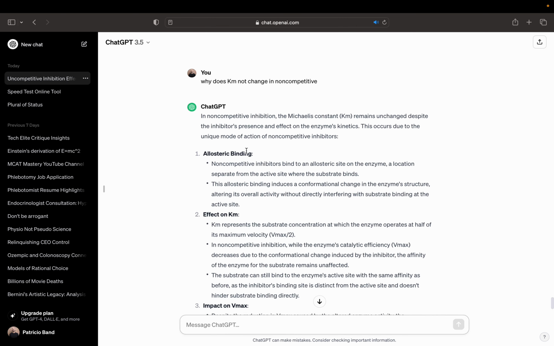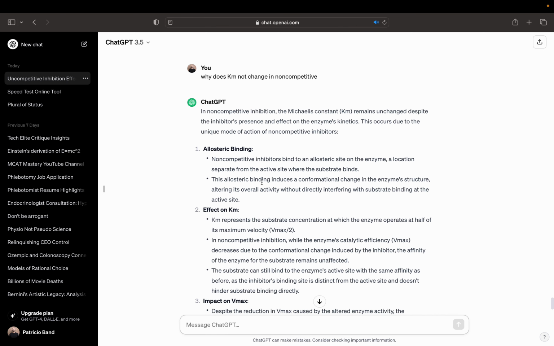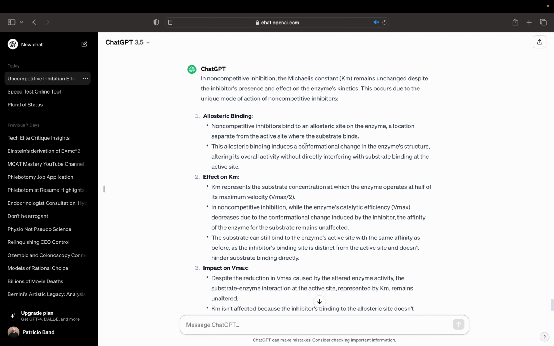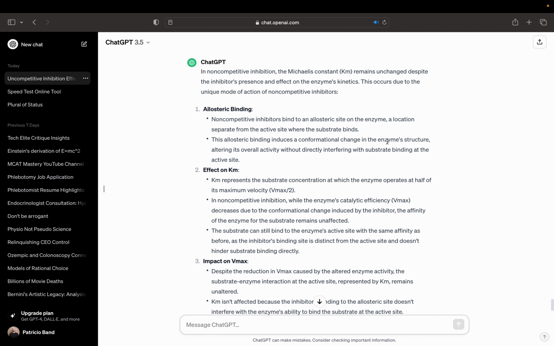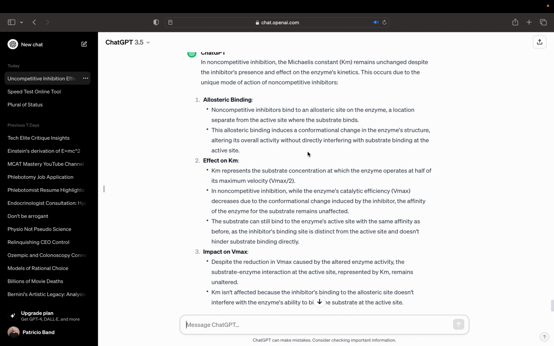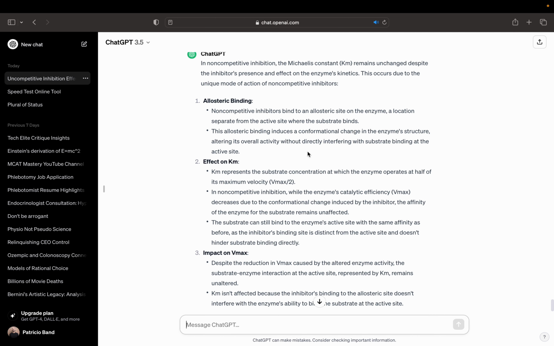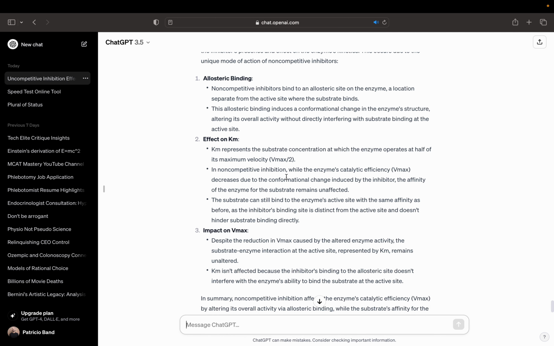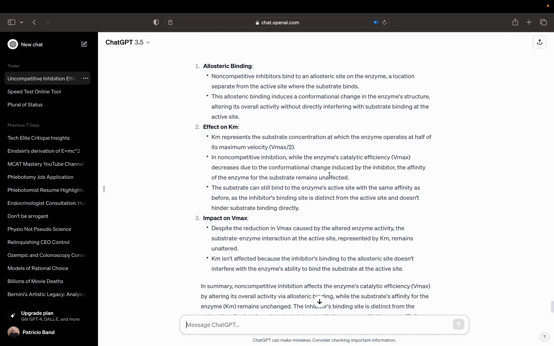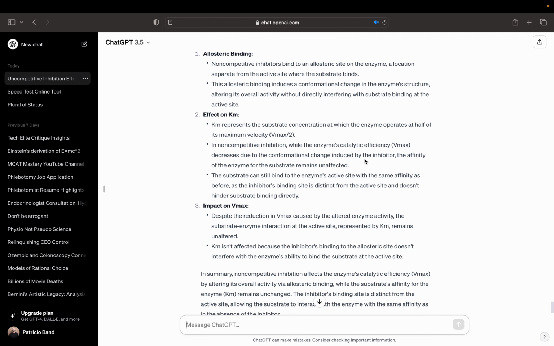Unique mode of action. Non-competitive binds to an allosteric site, a location separate from the active site, and induces a conformational change in the enzyme structure, altering its overall activity without directly interfering with substrate binding at the active site. Km represents the substrate concentration at which the enzyme operates at half of Vmax. In non-competitive inhibition, the enzyme's catalytic efficiency decreases due to the conformational change induced by the inhibitor.